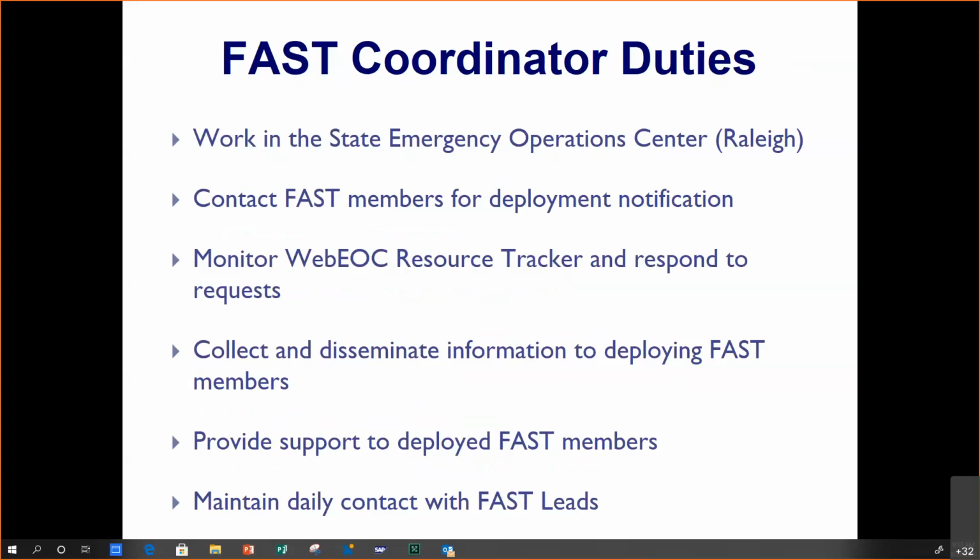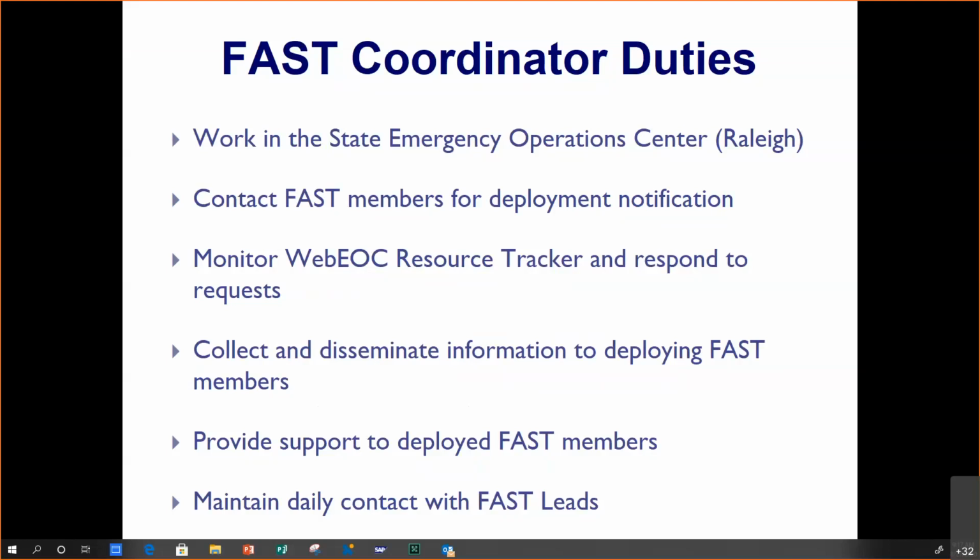So your duties for the FAST coordinator: they'll be working in the State Emergency Operations Center, which is in Raleigh. Again, sometimes it's referred to as the SEOC. You'll contact each FAST member for deployment notification, give the assignments, your point of contact for that shelter, your contact for your team lead, and get an idea of how long it'll take you to get to the shelter. So they're very important in making sure across the area, as they'll have many teams that they're coordinating.